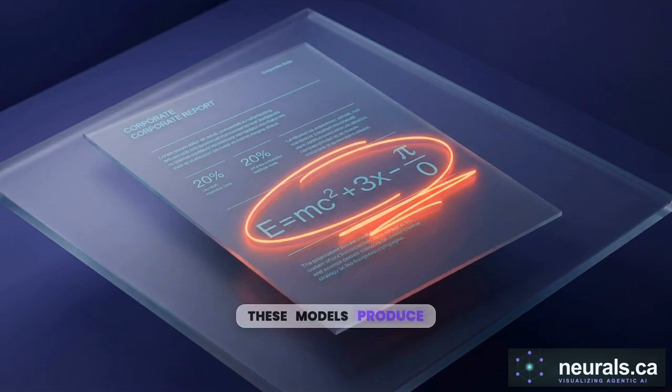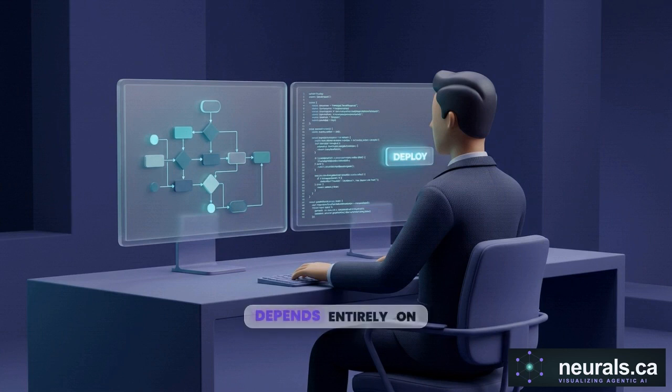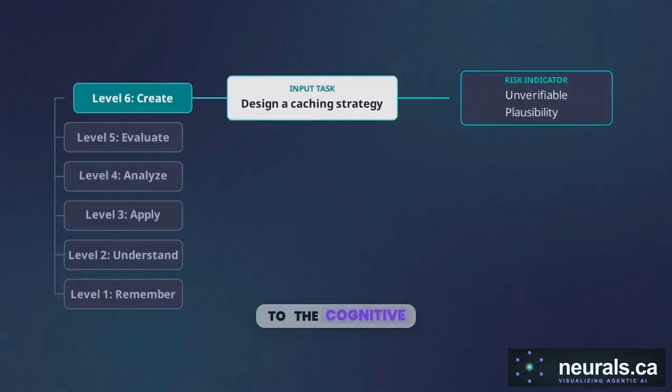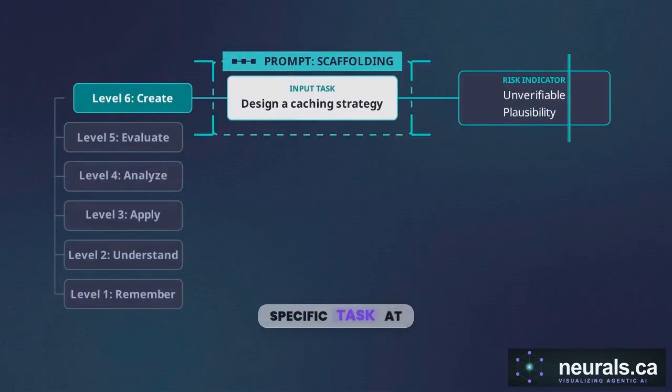These models produce output that is grammatically flawless and extremely confident. This linguistic polish creates a highly dangerous illusion of competence, hiding deep structural errors. The safety of these deployments depends entirely on whether developers are building prompt architectures that precisely map to the cognitive risks of the specific task at hand.